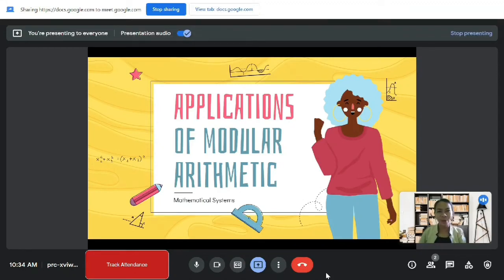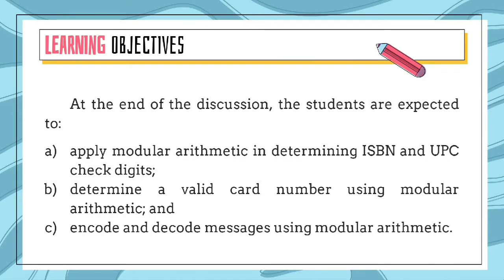Hello BTL Advanced students. For today's video, we will be learning all about applications of modular arithmetic. At the end of the discussion, you are expected to apply modular arithmetic in determining ISBN and UPC check digits, determine a valid card number using modular arithmetic, and encode and decode messages using modular arithmetic.